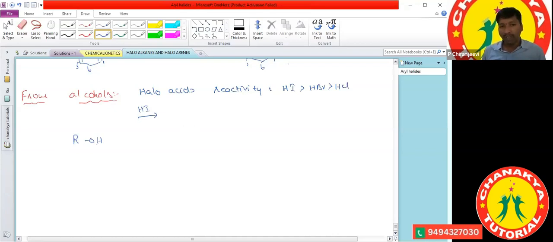If the alcohol is treated with hydrogen iodide, it forms R-I plus H2O. For example, if it is treated with HCl, it forms R-Cl plus H2O as the product. And what is another one? We have one test: Lucas reagent.